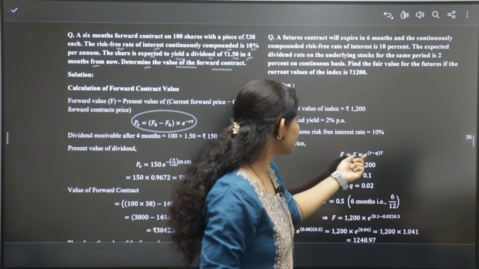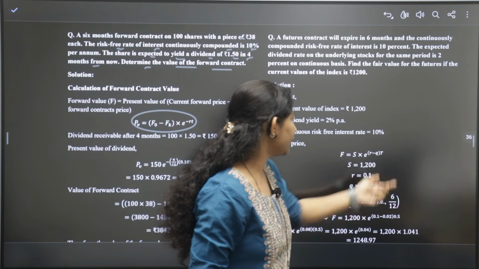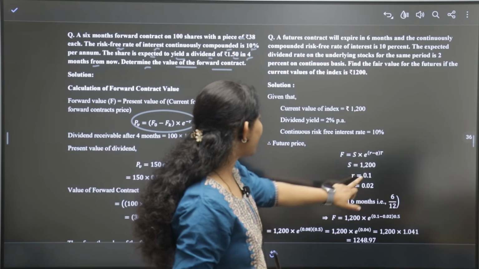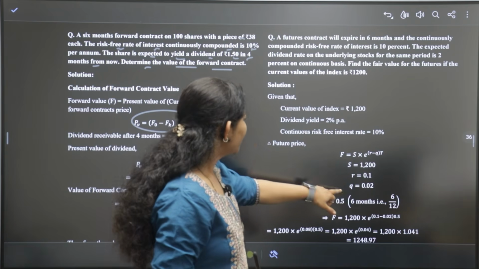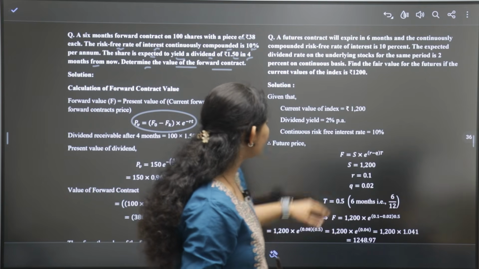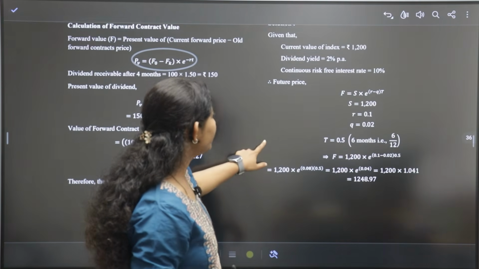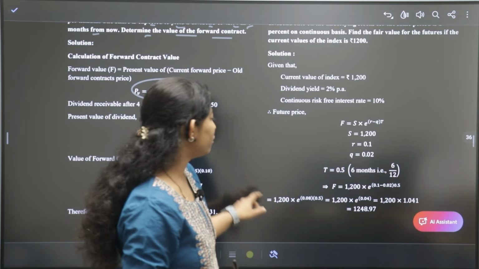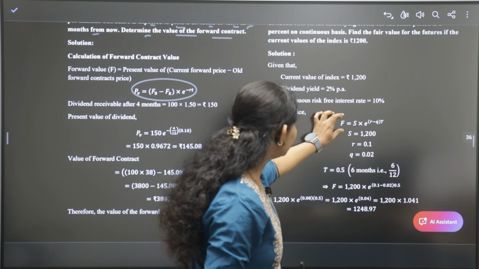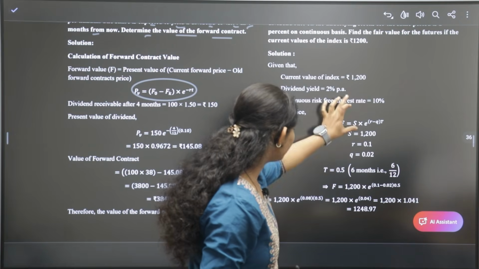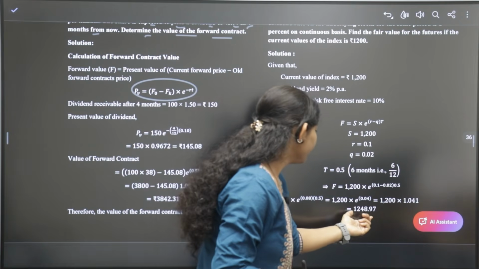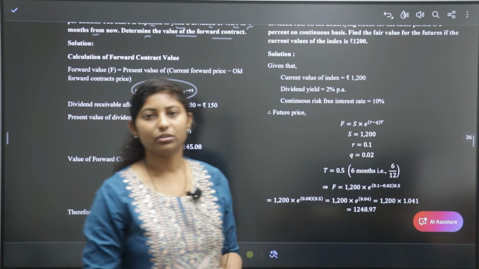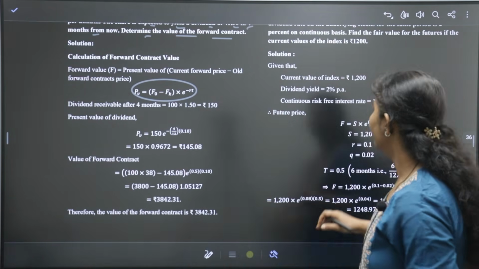F is equal to S into e to the power of (r minus q) T. So S is 1200, r is equal to 0.1, 10%, and q is equal to 0.02, 2%. T is equal to 0.5, which is the 6 month time: 6 divided by 12 gives 0.5. Now put all the terms into the formula and calculate it. You will get 1248.97. So this is very simple. This is about the forward and future contract.